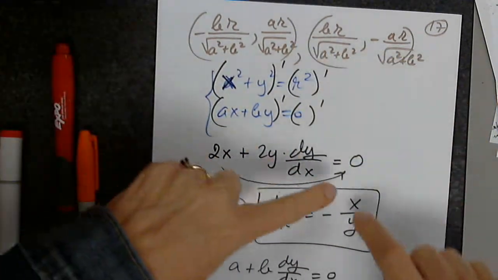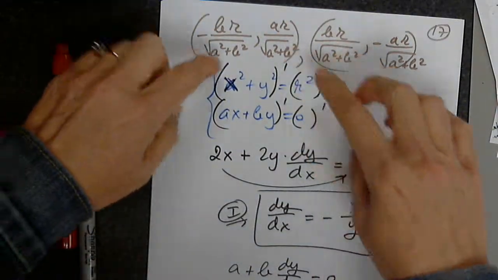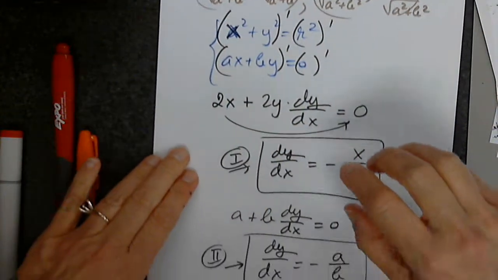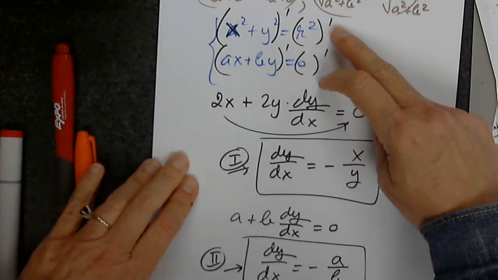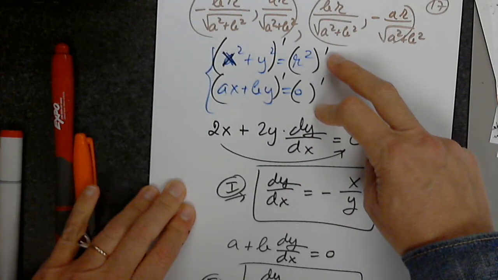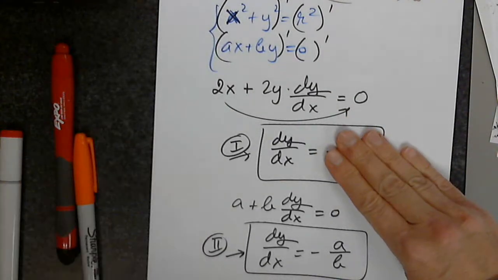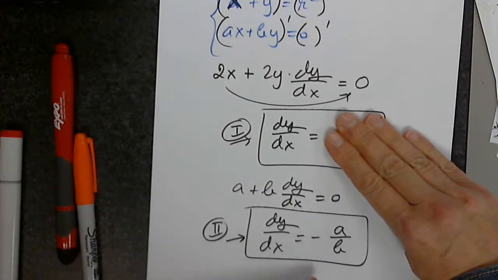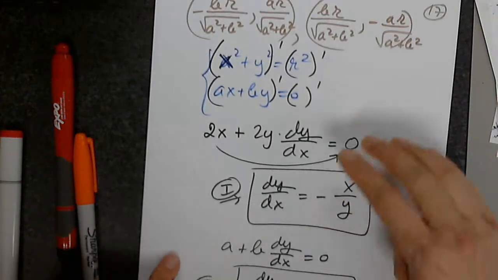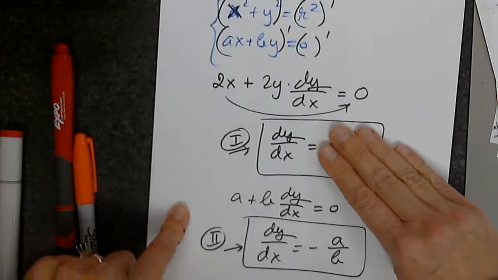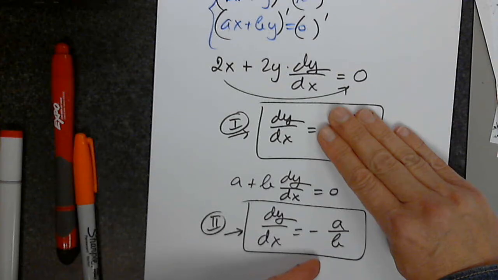I plug this point in here. There is nothing I can plug in here. I plug this point in here. What should the answer be if those two are orthogonal trajectories? What should I get in here? Exactly, I should get b over a. Then when I plug this point in here, what should I get? B over a.